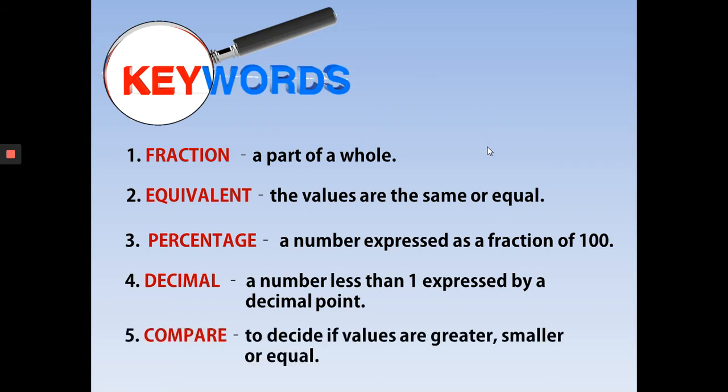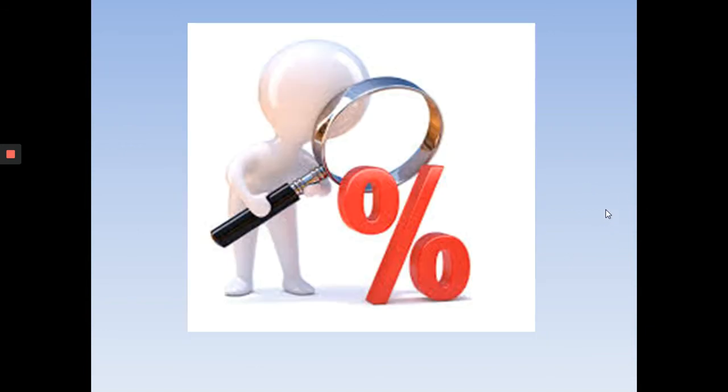Okay, the fifth word is compare, which means to decide if values are greater, smaller, or equal. Okay, so in this part, we are using more than, less than, or equal symbols. Now, in this lesson, we're going to focus on finding the equivalent percentage of fraction and decimal. But we're done with fraction in our previous lesson. Now we will focus more on decimal, and then we will sum them up all together, the percentage, the fraction, and the decimal together.